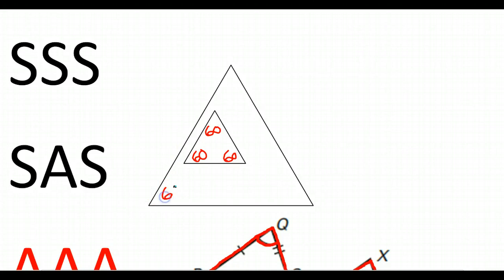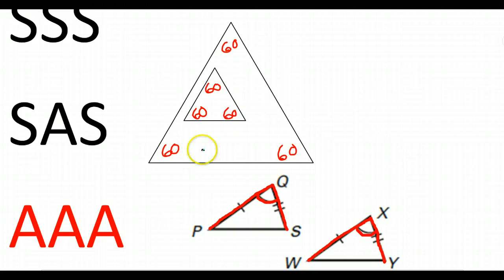Okay, this is 60 degrees, this is 60 degrees, and this is 60 degrees. So look, we have all 3 angles congruent to all 3 angles. That would be angle, angle, angle, if there was such a thing. But are these 2 triangles congruent? Obviously not. We have a small one and a big one. So having all the angles the same doesn't prove the triangles are congruent, obviously.